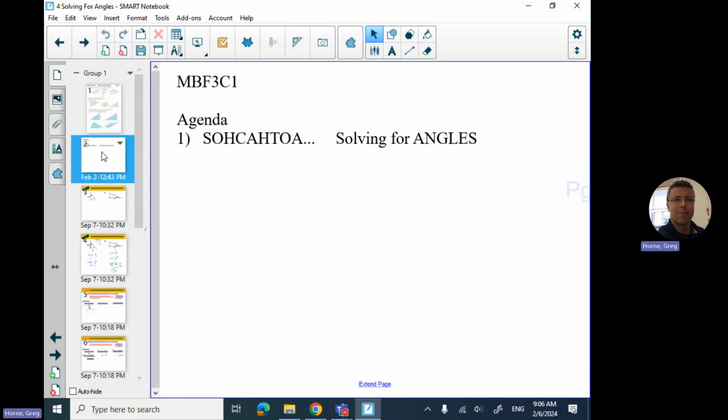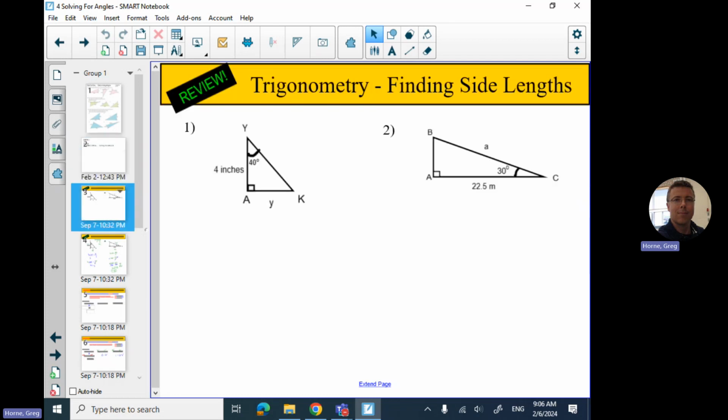Hello, everyone. So, good day to get going on SOHCAHTOA solving for angles. So, continuation of the sine, cosine stuff from yesterday, or the previous lesson, I should say. And we're going to solve for angles now. Just before we get to that, let's do a little review of the material from the previous lesson.